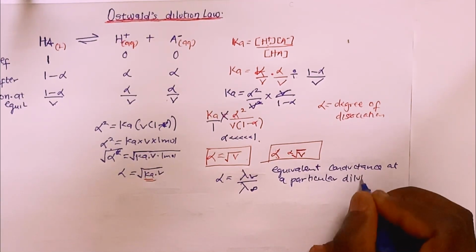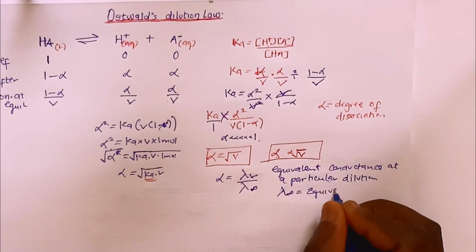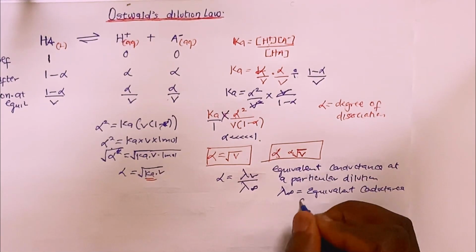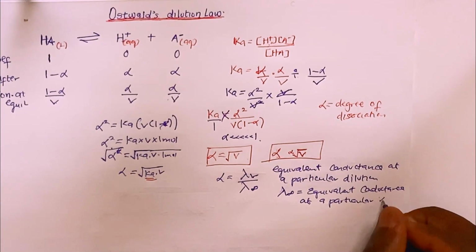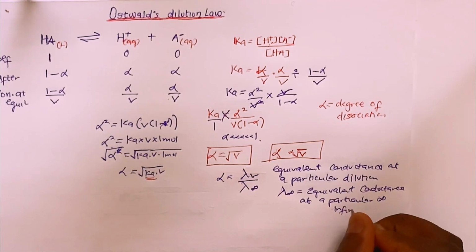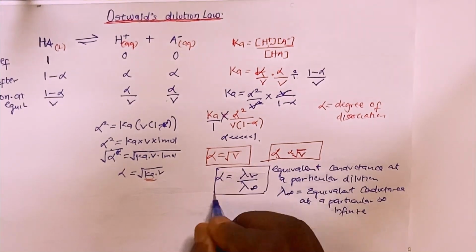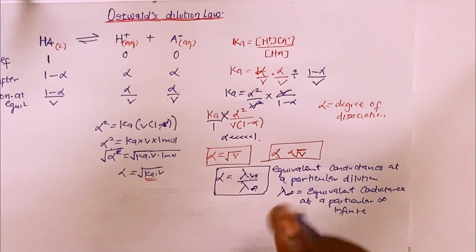That's my lambda V. And my lambda infinity is the equivalent conductance at infinite dilution. Let me just put the diagram here. Just infinite, check it down. I will explain what is meant by conductance, equivalent conductance and resistance in a separate video. But for now, the value of alpha can be calculated using lambda V divided by lambda infinity, where V and infinity are the subscripts of the lambda.